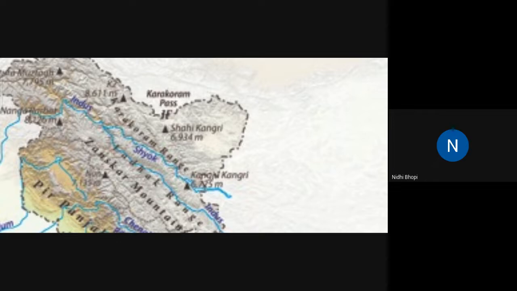So we are in the mountainous region. You can see on my screen Shahi Kangri, 6,934 meters. All these are the mountain peaks shown on my screen.